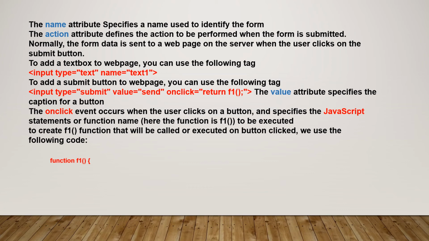The value attribute specifies the caption for a button. The onclick event occurs when the user clicks on a button and specifies the JavaScript statement or function name. Here the function is F1 to be executed.